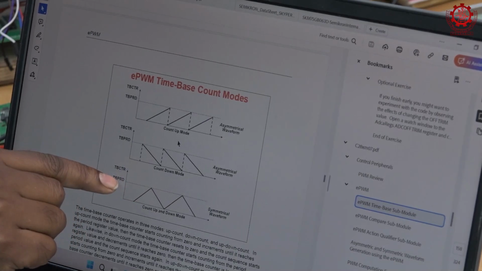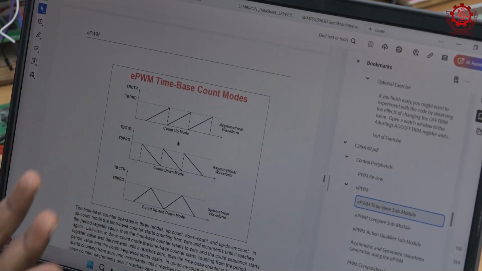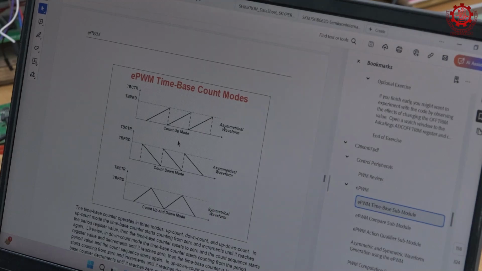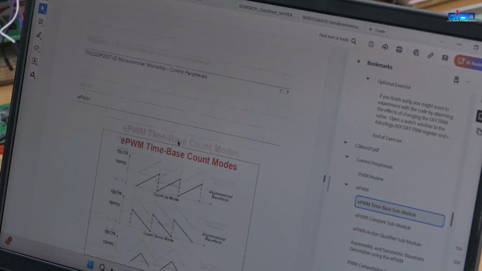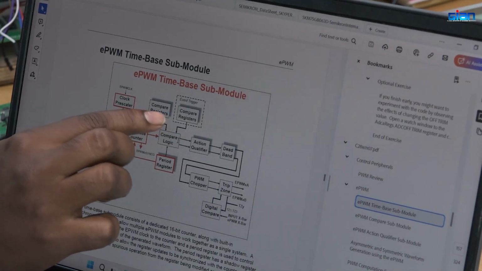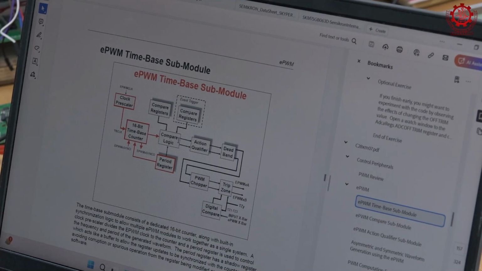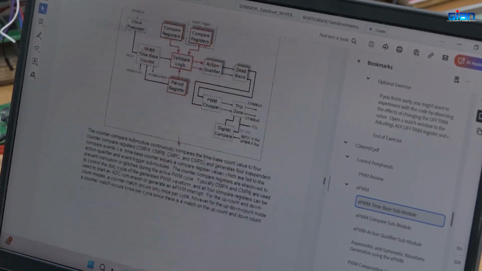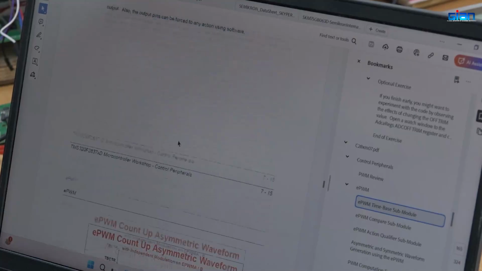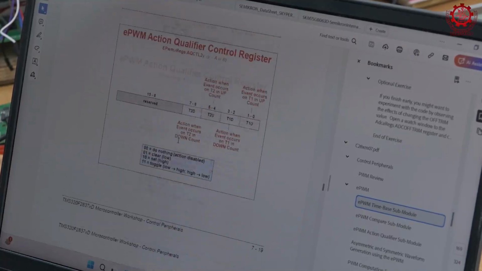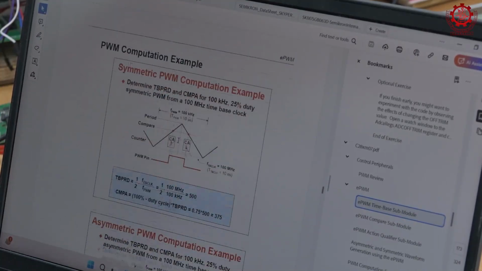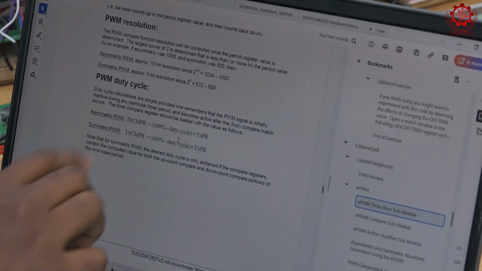Okay, if we decide the TB counter and TB clock, how can we get the pulses? We need a compare signal to compare against that triangular waveform. It is decided by the compare registers. The compare registers decide at what level I have to do the compare, because the counter goes from 0 to TB PRT. So there is a formula for what compare value we have to give. See, this is the formula.